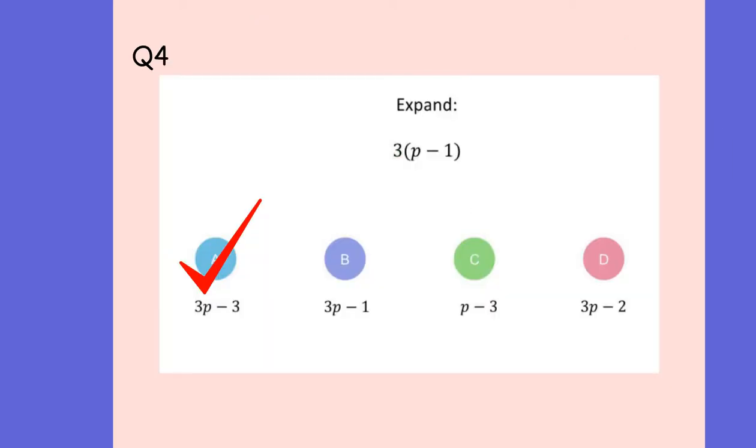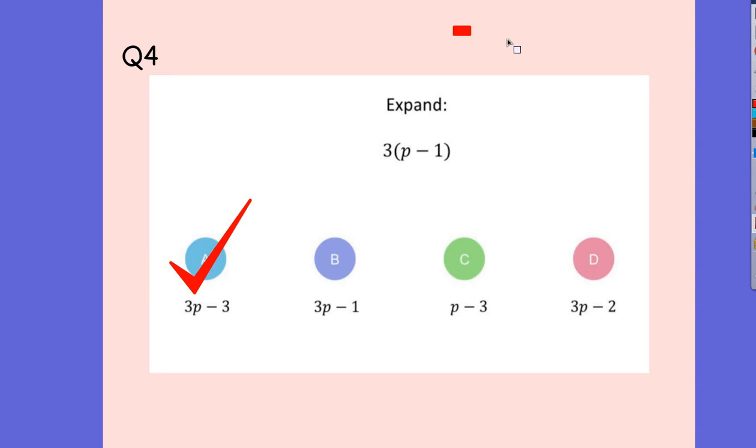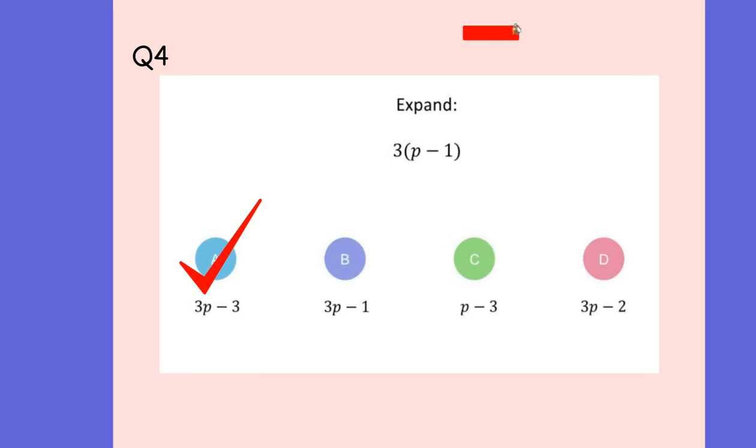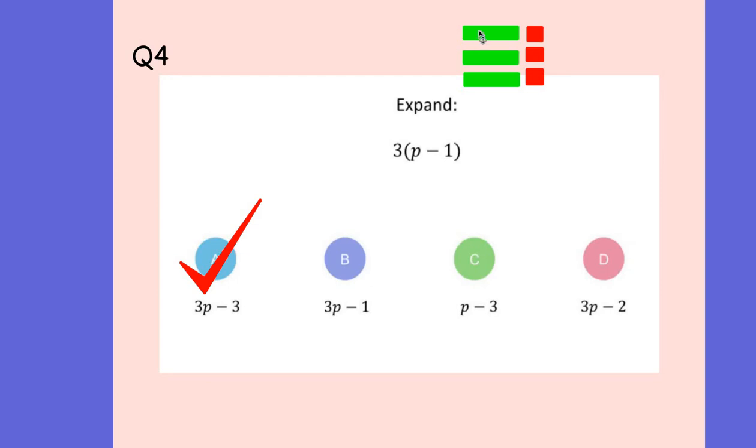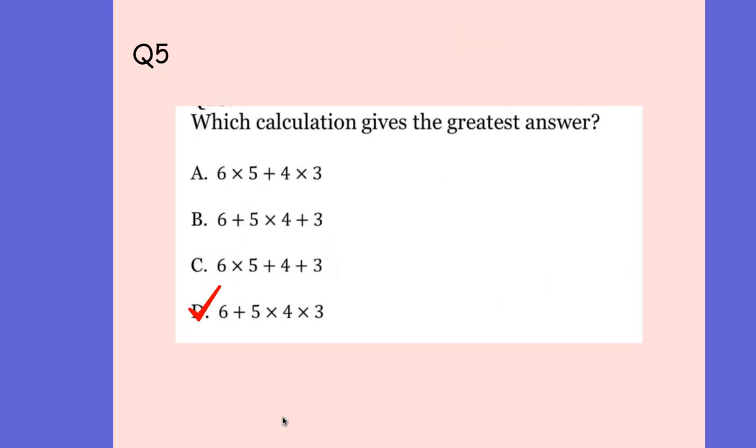For question number 4, if I expand this one, let's see if I can draw it out. If I have a green rectangle to show P, or X, I know I need 3 rows of it. For negative 1, I need a red square, and I know I need 3 rows of it. So my column length is p subtract 1. I've got 3 rows, so altogether I've got 3p and negative 3, so the correct answer was A. And for the last question, the greatest answer was given by D.